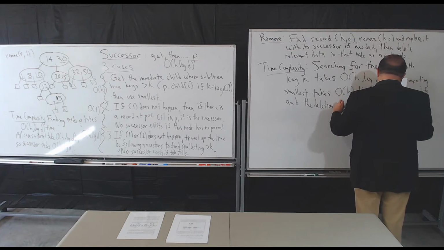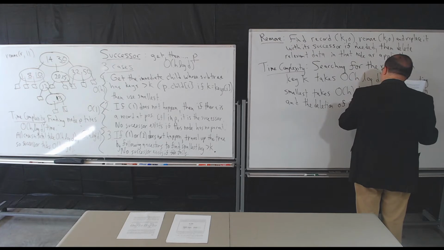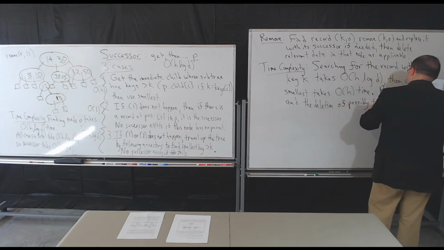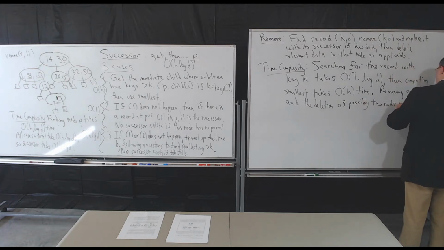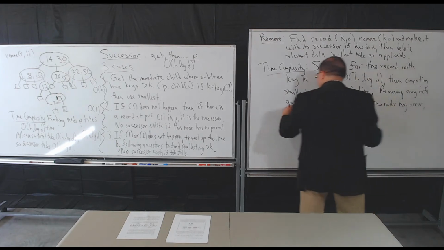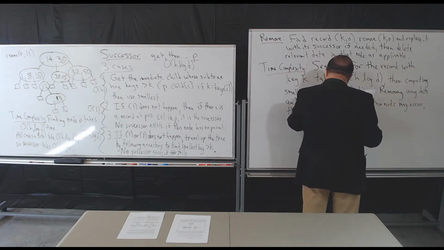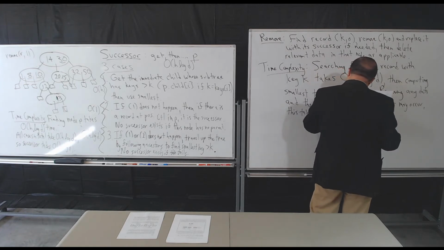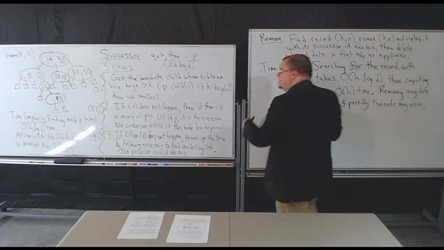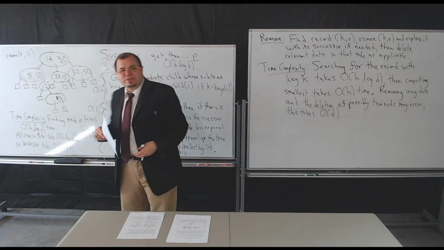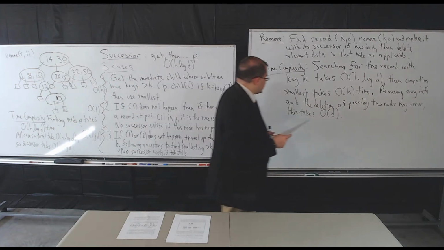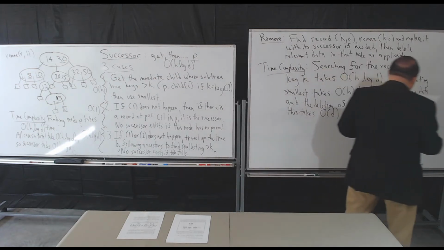The deletion of possibly 2 nodes may occur. How long does this take? So if I want to update those arrays that I have, that takes big O of d. Deleting these 2 constant number of leaves, constant time. So this is going to take me big O of d.